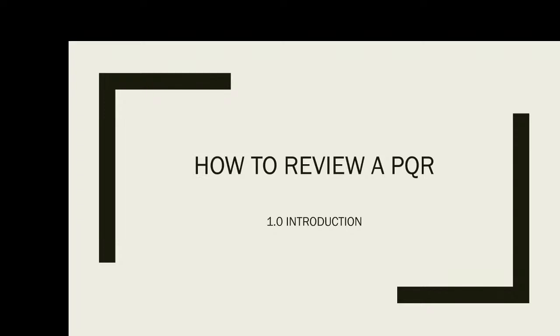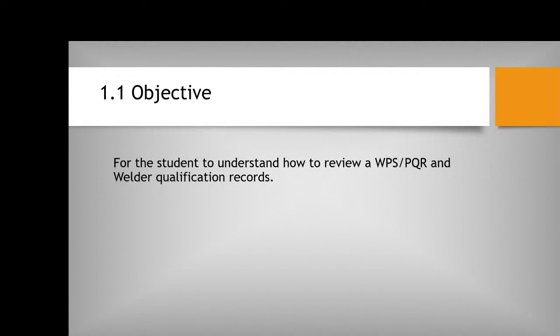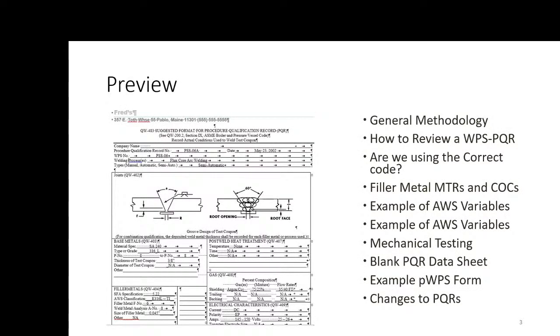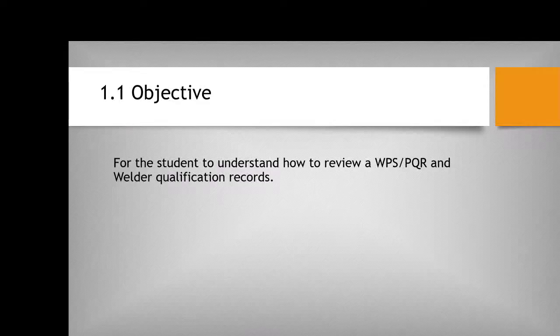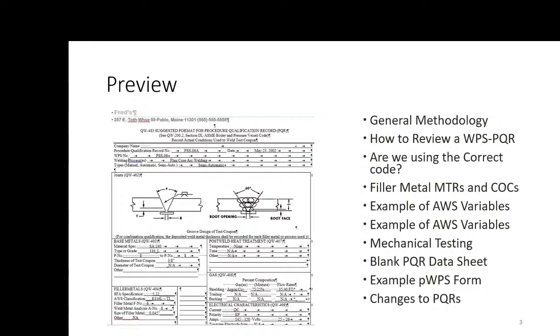So we're going to talk about how to review a PQR here for a minute. I don't know how far I'll get into this before I pull the plug. We're going to try and talk about how to review a WPS, PQR, and welder qualification records. I plan on kind of grinding through some of this stuff, and we'll discuss it. For the preview, we're going to just get to a general methodology. I'm going to give you my general methodology.